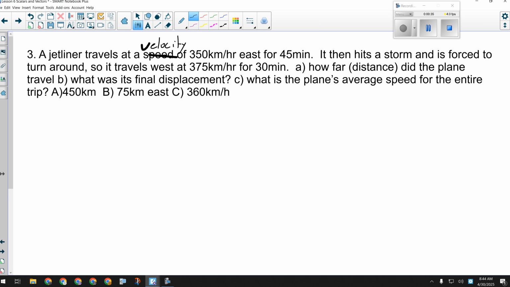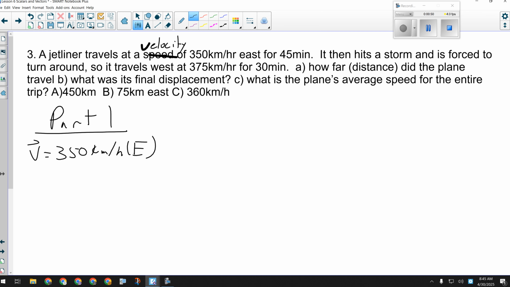Okay, so I'm just going to write part 1. I'm going to write V with the arrow over top for velocity. Okay, 350 kilometers per hour, and I'm going to put an E after that for east. And I'm going to put in the time. 45 minutes is 0.75 hours. Okay, that's all I know for part 1.